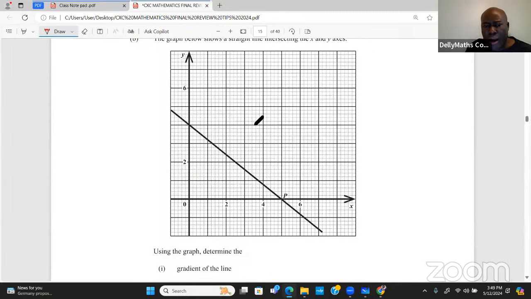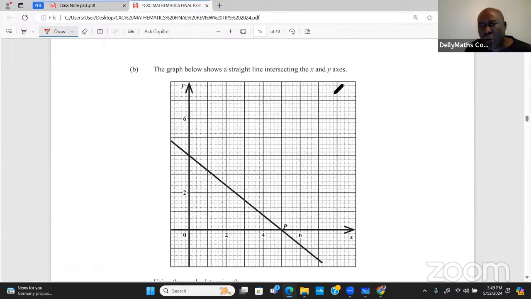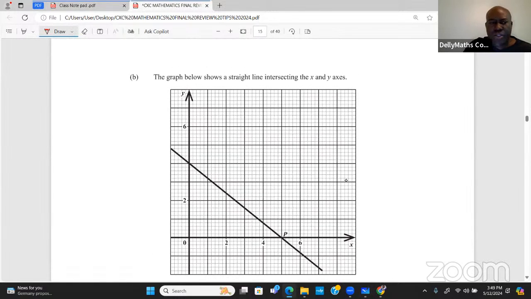At number 4, we could look out for coordinate geometry as well. All right. So let us see what goes on here. It says the graph below shows a straight line intersecting the x and the y axis. We're looking at it. So I'm just going to highlight the intersection. So this is the intersection of my x-axis, and that's the intersection of my y-axis right there. Just to highlight the idea so that we could see.